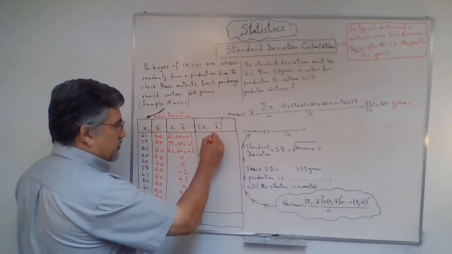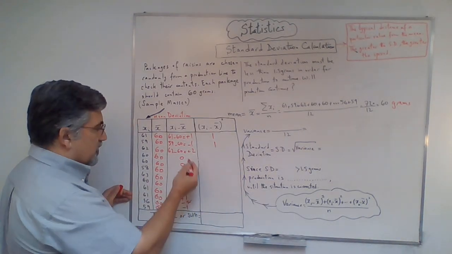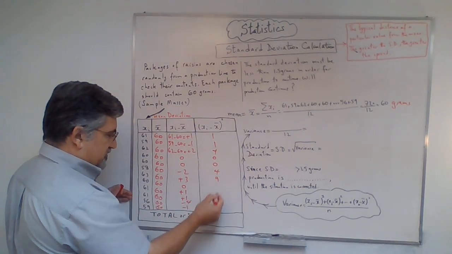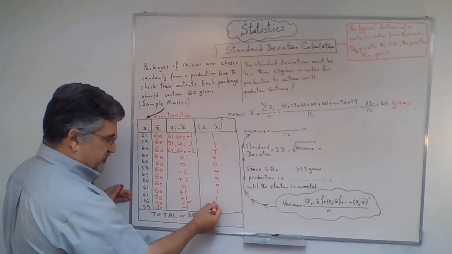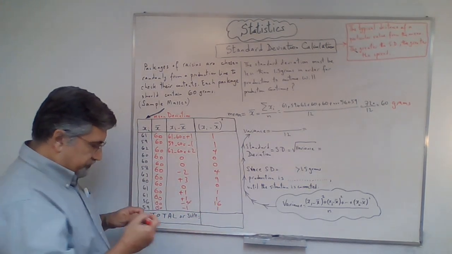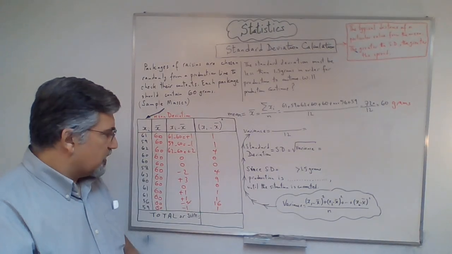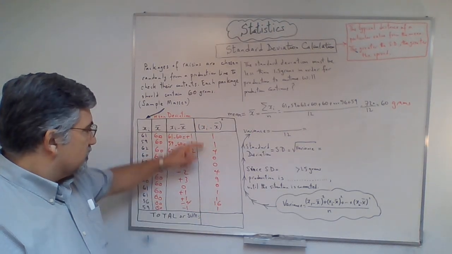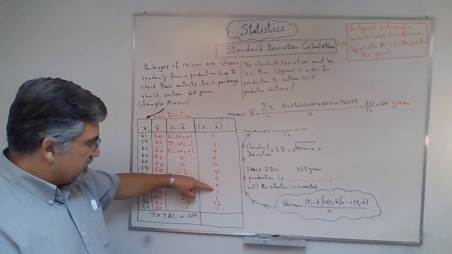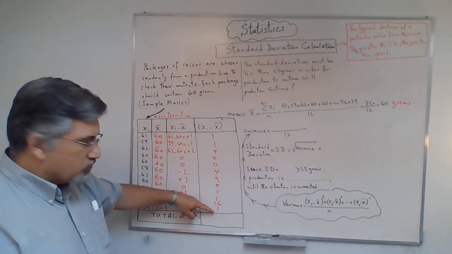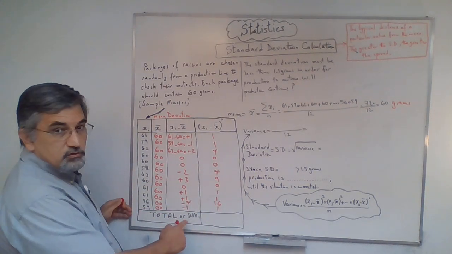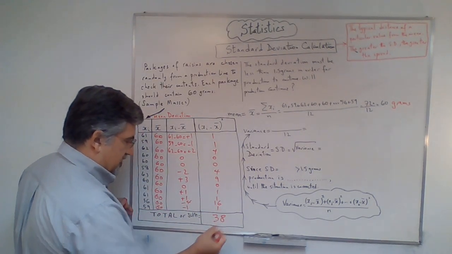So 1 squared is just 1. Negative 1 squared is also 1. 2 squared is 4. Then we have 0, 0. Negative 2 squared is 4 again. 3 times 3 is 9. 0, 1, 1. 4 times 4 is 16. Negative 4 all squared is 16. And we have 1. So all we have to do now is to add all these numbers up. That's going to be 10, 19, 20, 21, 22, 32, and 6 is 38. So the total, or sum, is 38.